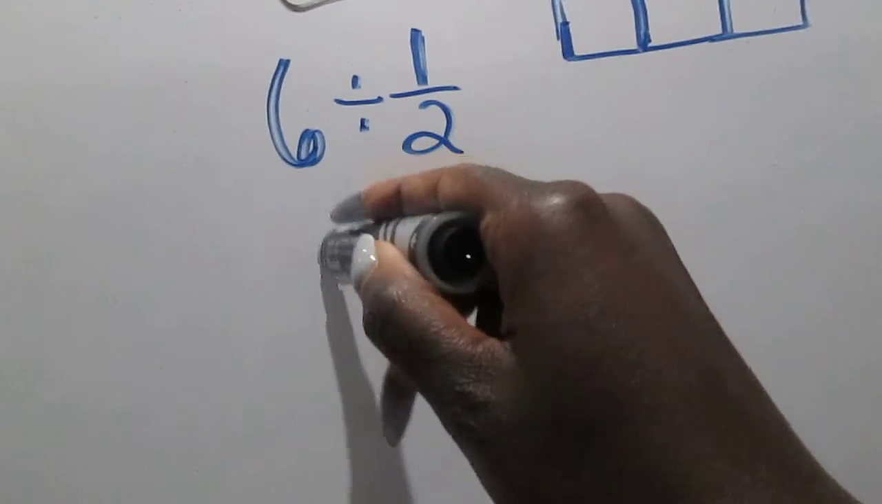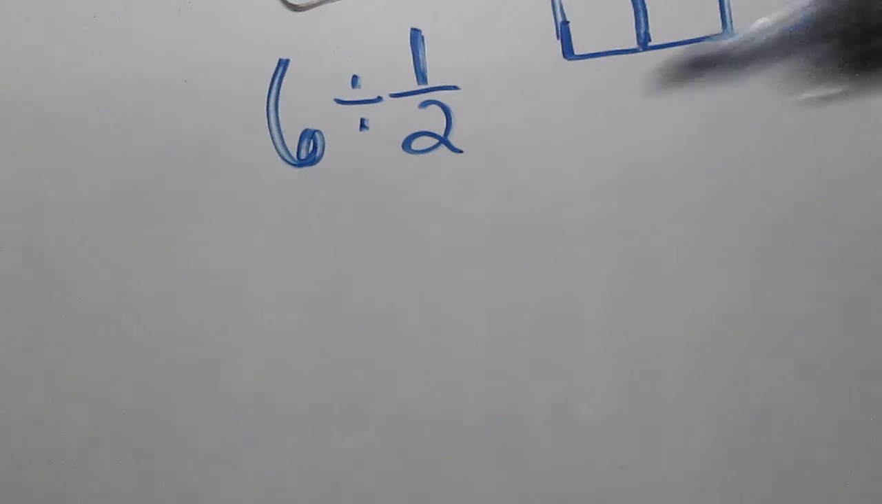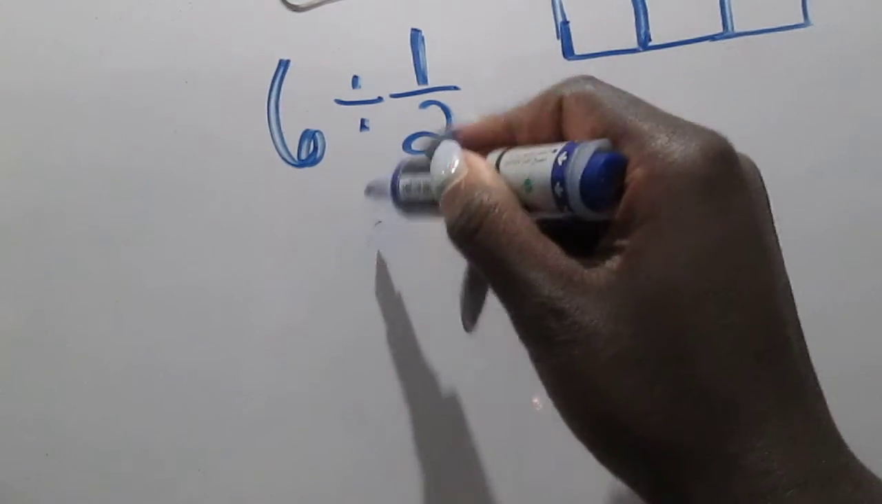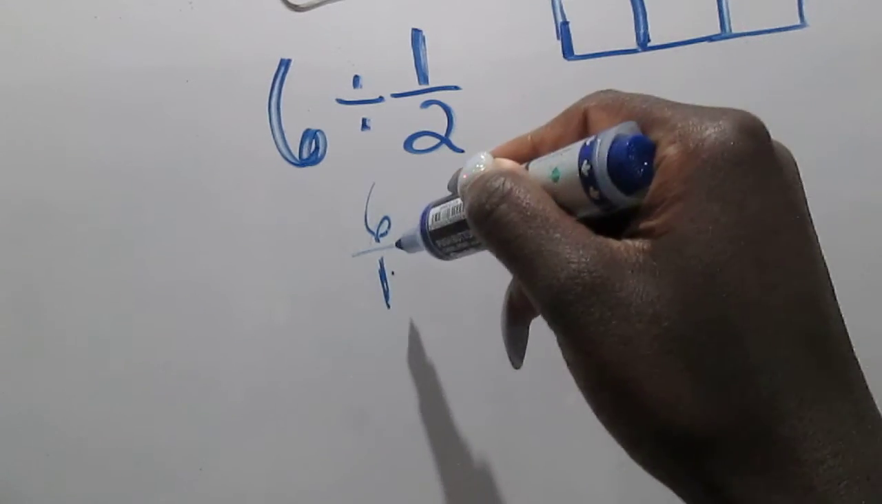So I'm going to turn this 6. My first order of business is to turn this 6. Shame on you, marker, for not working. Turn that 6 into a simple fraction. So that's 6 over 1.